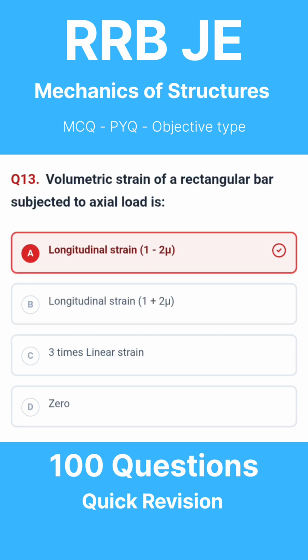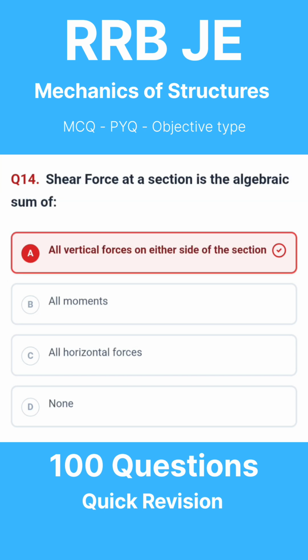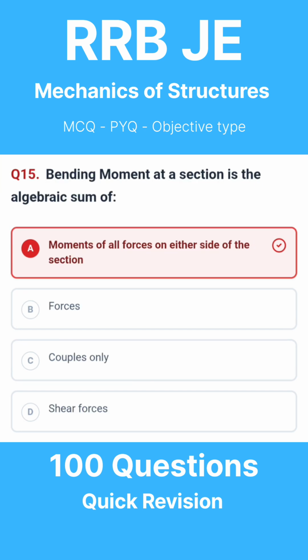Question 13. Volumetric strain of a rectangular bar subjected to axial load is. The correct answer is longitudinal strain (1 minus 2 mu). Question 14. Shear force at a section is the algebraic sum of. The correct answer is all vertical forces on either side of the section. Question 15. Bending moment at a section is the algebraic sum of. The correct answer is moments of all forces on either side of the section.